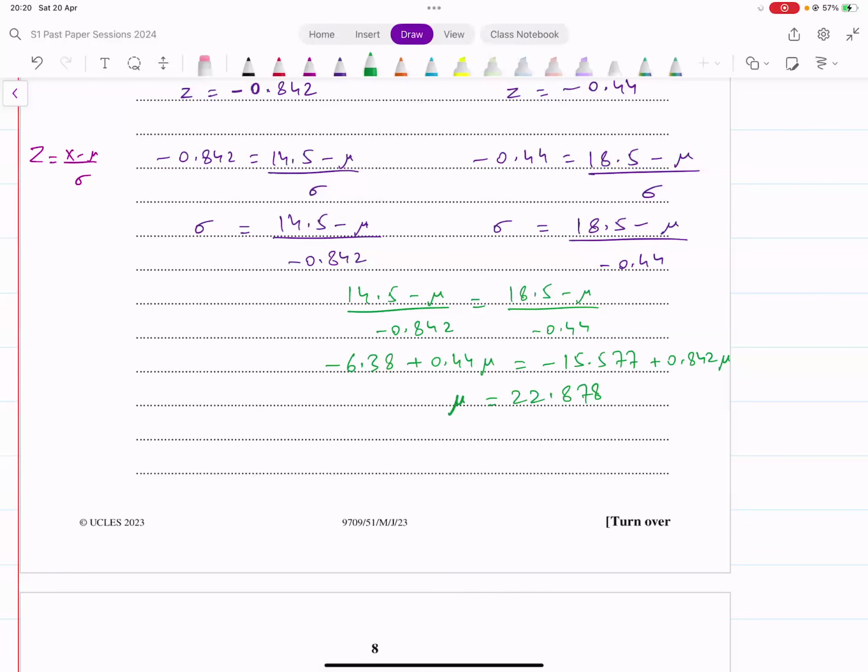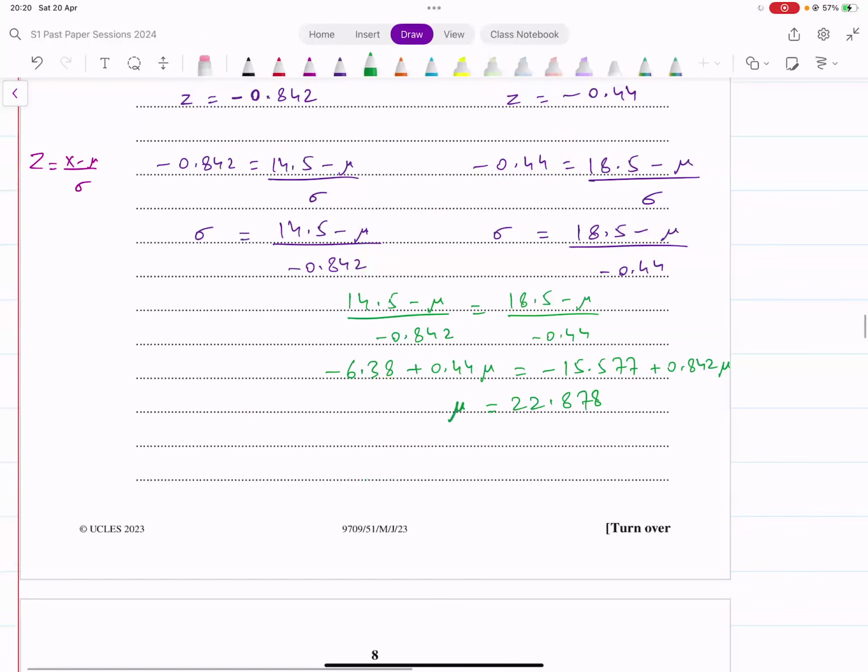We found the mean. Now, the second thing that we want to find is the standard deviation. Put this back in the other equation. And that will give you the standard deviation. Sigma equals 14.5 minus the mean, which is 22.878, divided by minus 0.842. And you'll get a standard deviation value from this.